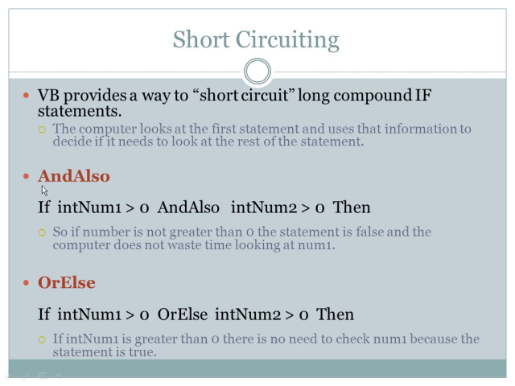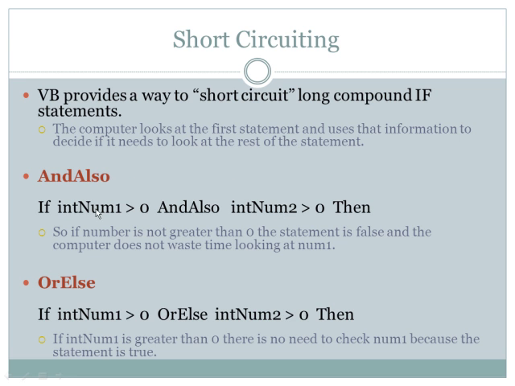Okay, the first thing we're going to do is look at the AndAlso, and how this differs from just a standard And. So for if int num1 is greater than 0 AndAlso int num2 is greater than 0, what happens with short-circuiting is it's going to look at int num1 greater than 0. If this evaluates to true, then it knows that it should go ahead and evaluate the second one.